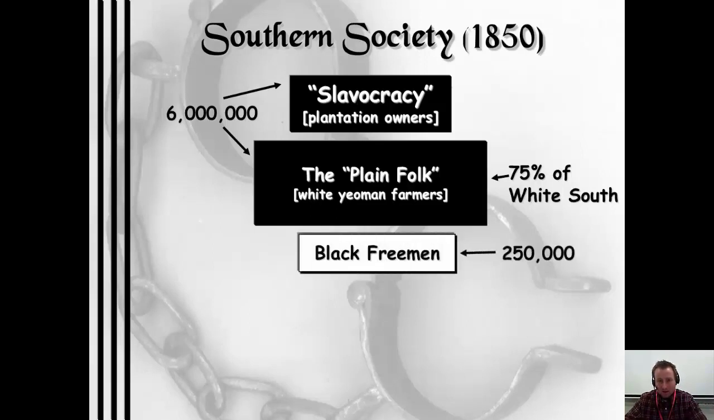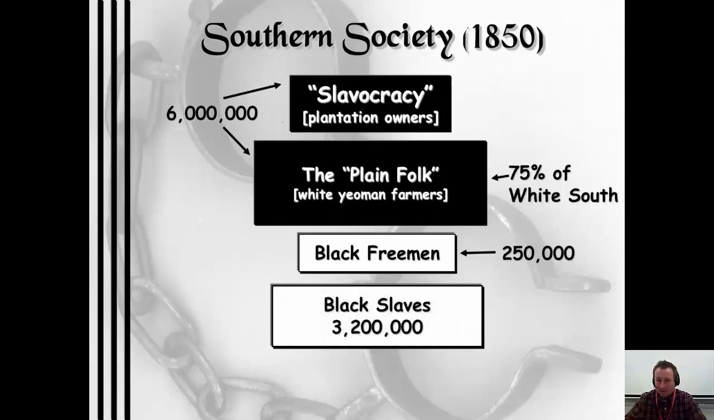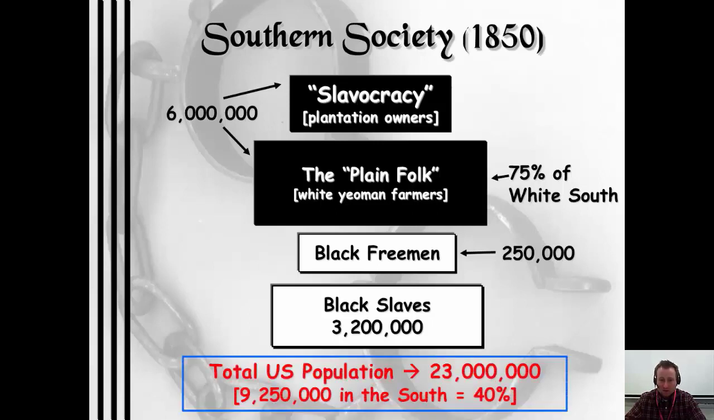All right, and you had about 250,000 free blacks down south, and by 1850, 3.2 million slaves. So if the total U.S. population was 23 million, and there were 9.25 million people in the South, they were 40% of the population. All right, so that's the breakdown of 6 million white people, 3.75 million black people, 3.2 million slaves. Of the 6 million white people, 1.5 million were involved in a family that owned slaves, 25%.